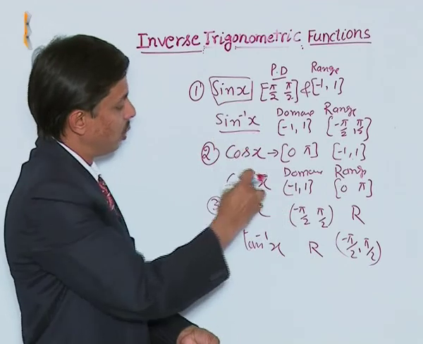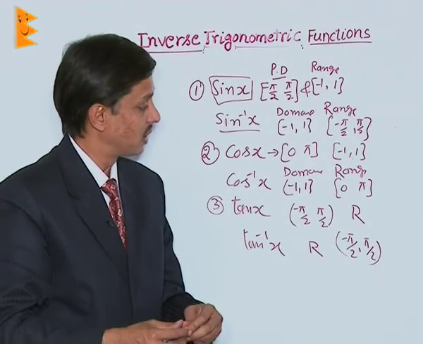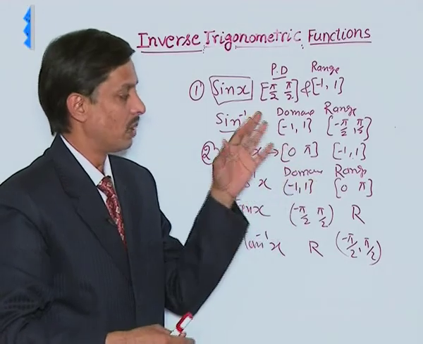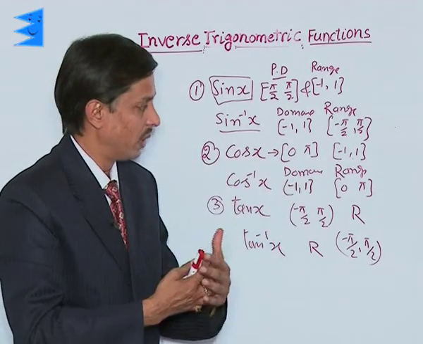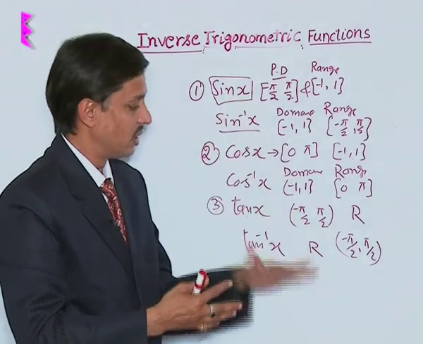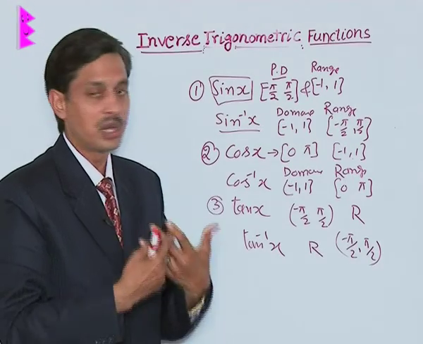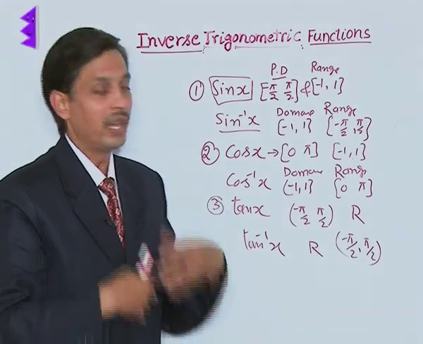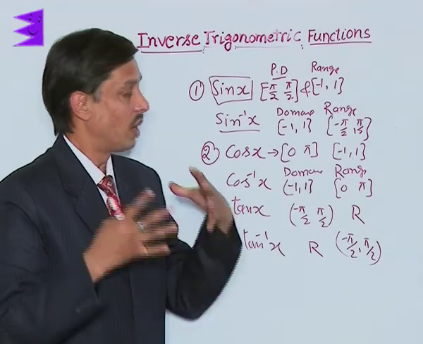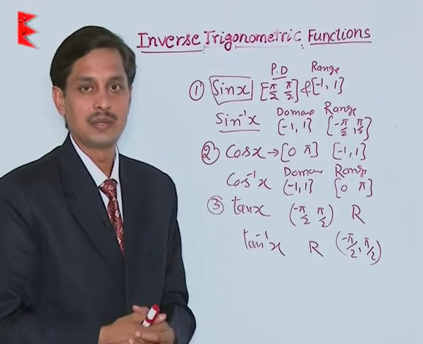So, what you are noticing here is that in the case of inverse trigonometric functions, the domain becomes the range and the range becomes the domain of the ordinary function, as explained. In order to understand the inverse trigonometric functions, it is very necessary to know the principal domain and the range of the original functions.